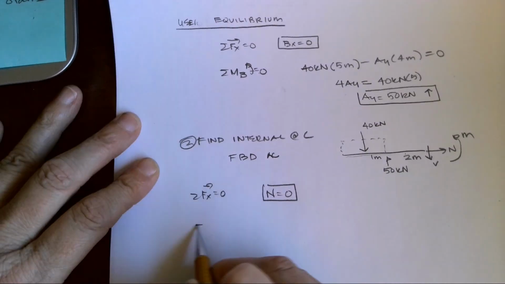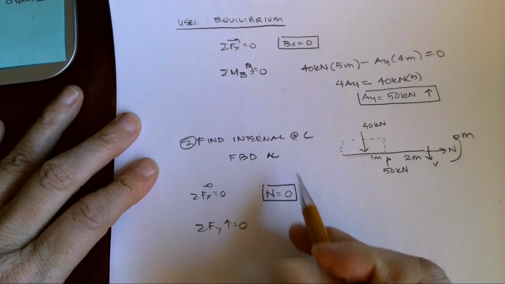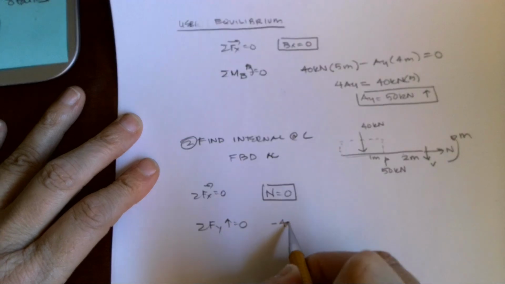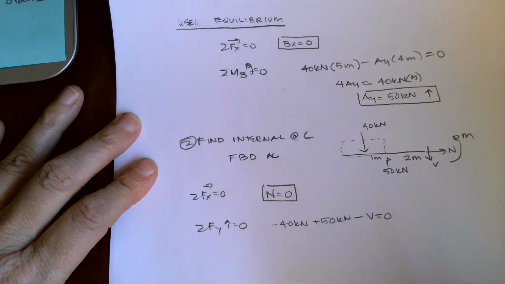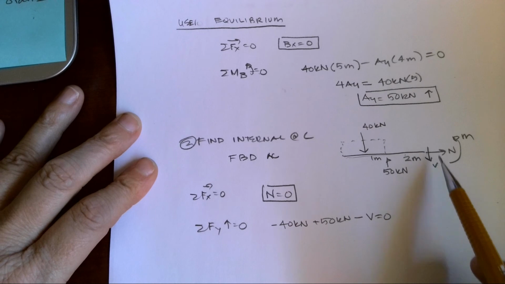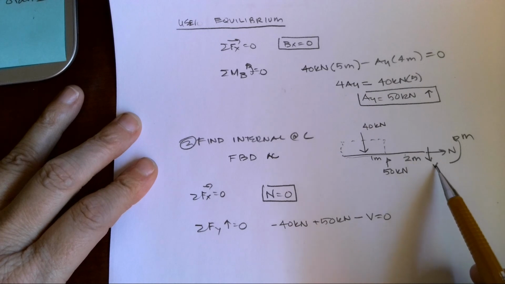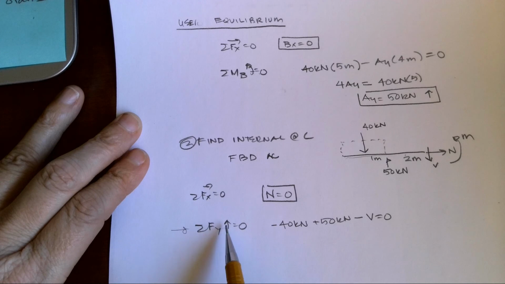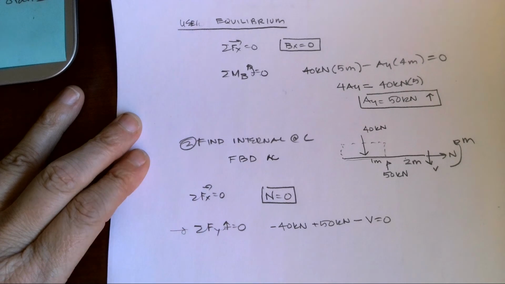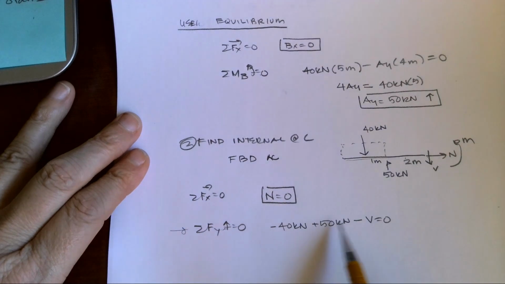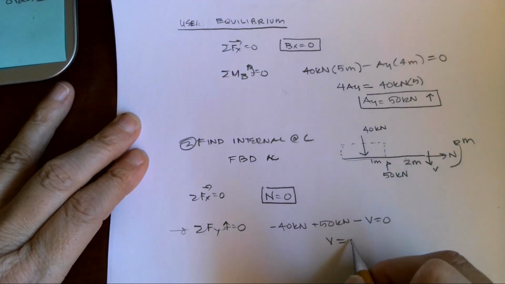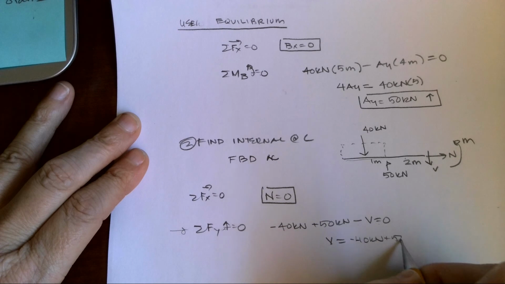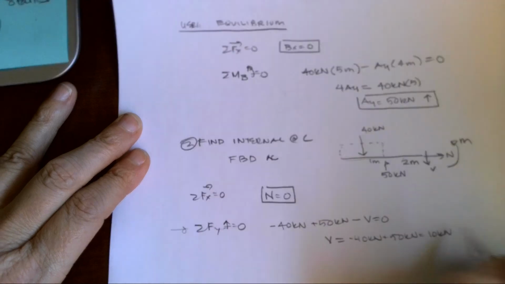Let's sum our forces in the Y direction, left to right. We have minus 40 kilonewtons plus 50 kilonewtons minus V equals 0. Okay, so behaviorally, shear going down on the left is positive. However, when I come back over here for equilibrium, I have to use what I'm using for positive in terms of direction. So negative 40 plus 50 minus V, and I can work this out that V equals, we're just going to move that over, negative 40 kilonewtons plus 50 kilonewtons equals 10 kilonewtons. So my shear is 10 kilonewtons.